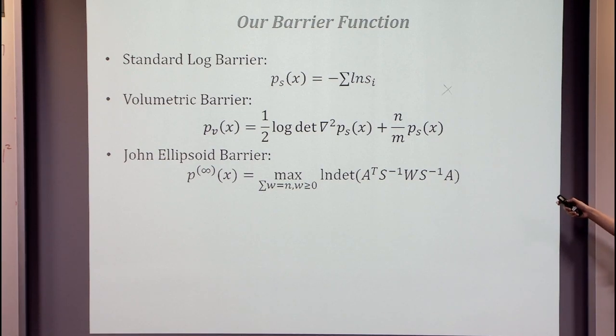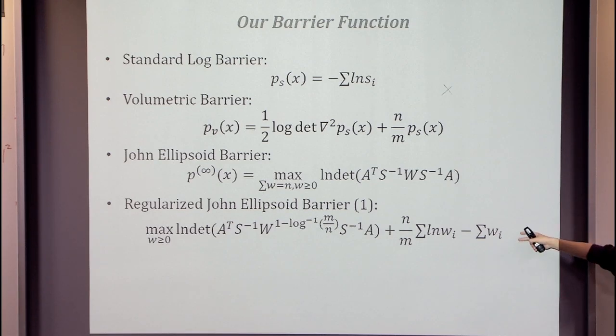But this barrier function is not smooth. So how should we do it? Anyone know what we should do when the function is not smooth? Add the volumetric barrier to it? The answer is to regularize. Yes.